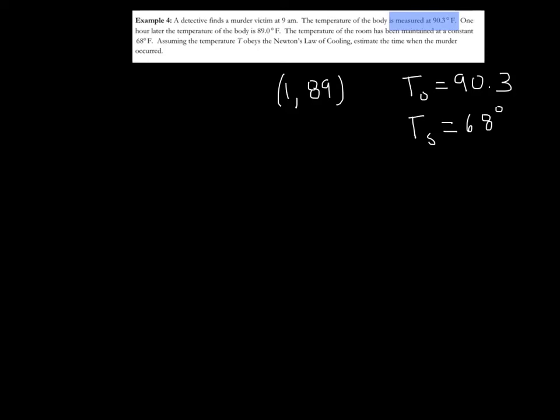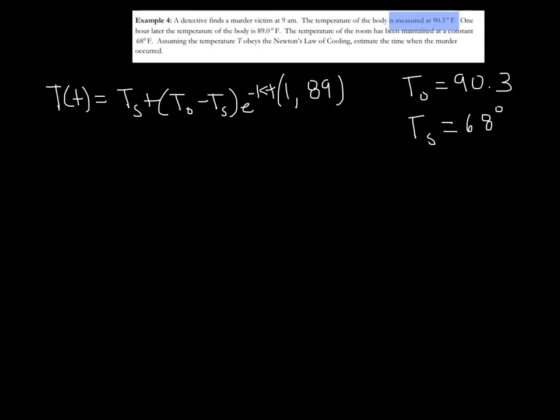And then it says, assuming that the temperature T obeys Newton's law of cooling. So what does that mean? That means we have the liberty to use this formula, and we'll make it function notation. T of t is equal to the ambient temperature, T sub S, plus the initial temperature minus the ambient temperature, e to the negative kt. We have the liberty to use that formula. So assuming that, estimate the time when the murder occurred.